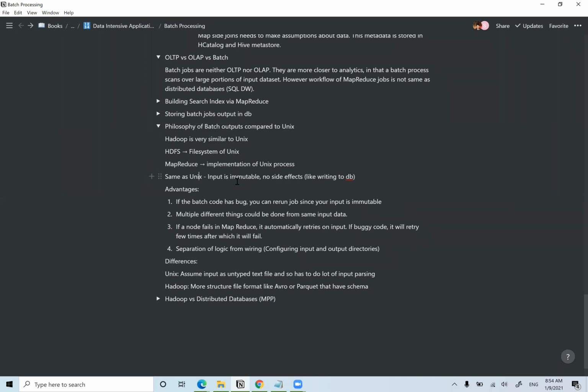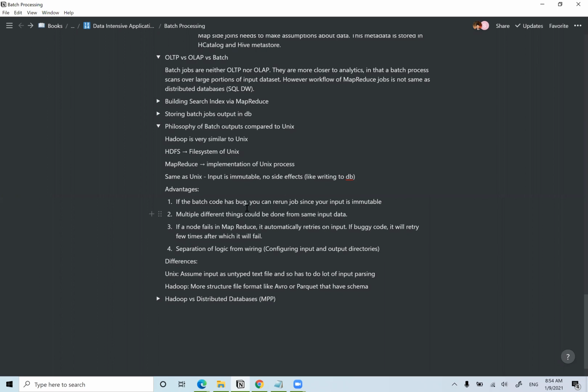And as we discussed in Unix also, input is always treated as immutable, right? You don't modify your input and you should not have any side effects. Same thing here, your input should be immutable, and there are a lot of advantages of having immutable input. If you were running your MapReduce job and your MapReduce job had some buggy code, then your input is never modified. So you can fix your MapReduce job and run it again with the correct code, right? Because you still have your input.